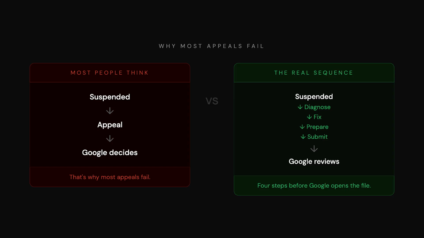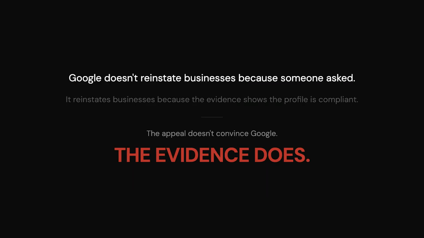And here is a false belief about the Google business profile reinstatement. Most people think the process looks like this. Your profile got suspended, you appeal, and Google decides. And that's why most appeals fail. Google doesn't reinstate businesses because someone asked. It reinstates Google business profiles because the evidence shows the profile is compliant. The appeal doesn't convince Google. The fix, the corrections, and the evidence do.